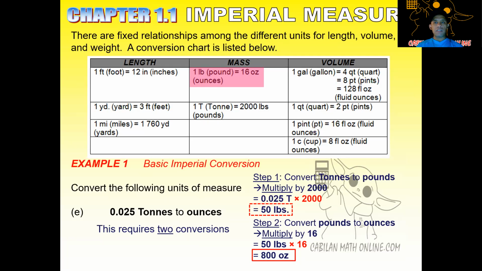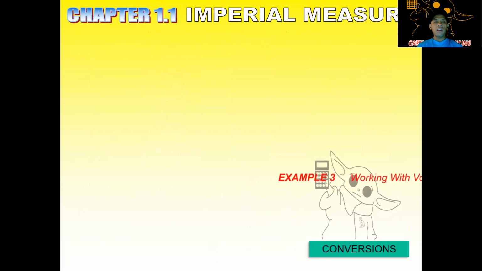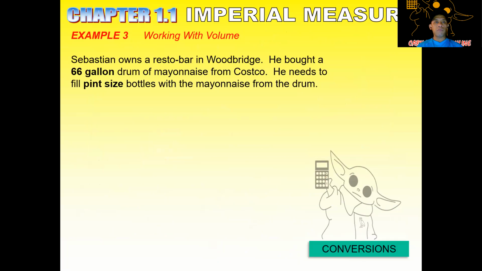All right, so those are some basic conversions here. What we want to do now is take a look at some other problems, again using the chart in order for us to solve the problem. So this time we're going to work with volume. It says here, Sebastian owns a resto bar in Woodbridge, and he bought a 66-gallon drum of mayonnaise from Costco. He needs to fill pint-sized bottles with the mayonnaise from the drum, so we want to figure out how many bottles Sebastian will fill.